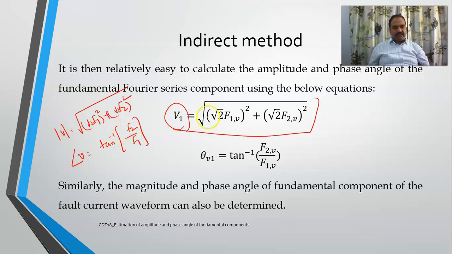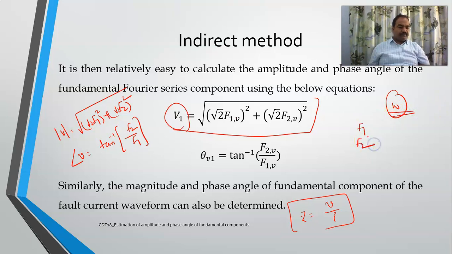Similarly, you can go with the current also. Once you do have the current, then you can determine Z. So this is the procedure. First determine the Walsh coefficients, then determine the A coefficients. A coefficients are generally standard signals. So once you do have the Walsh coefficients, you can calculate F1 and F2.